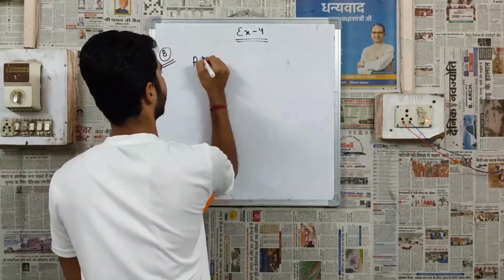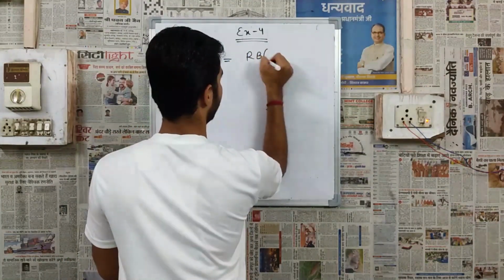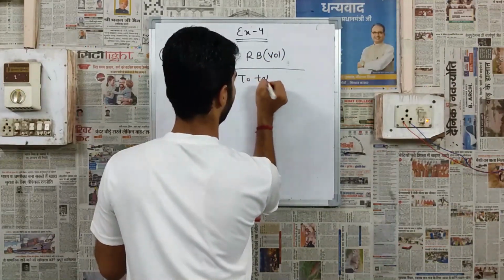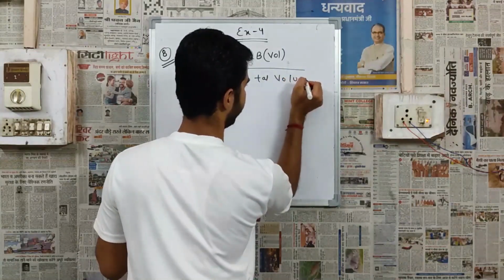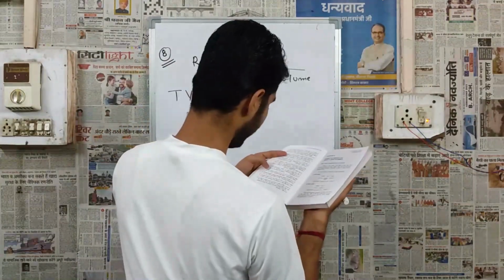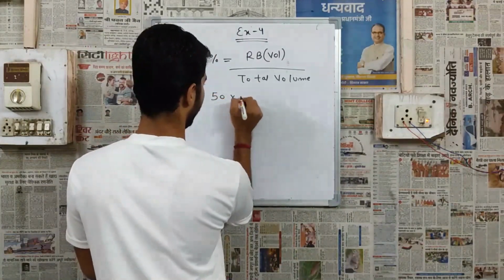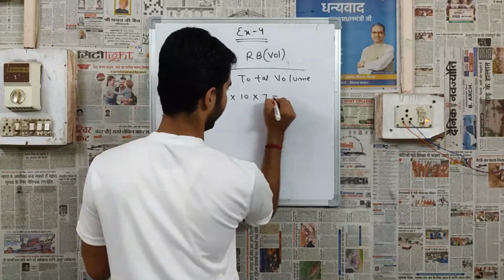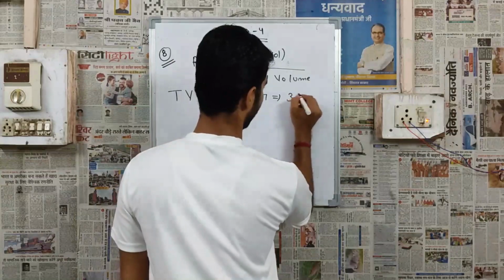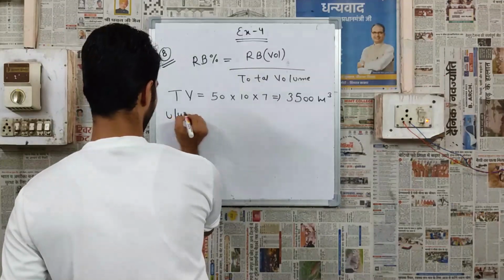Again we have to find the reserve buoyancy percentage and formula is reserve buoyancy volume divided by total volume. Now total volume is 50 into 10 into 7, that is 3500 meter cube.